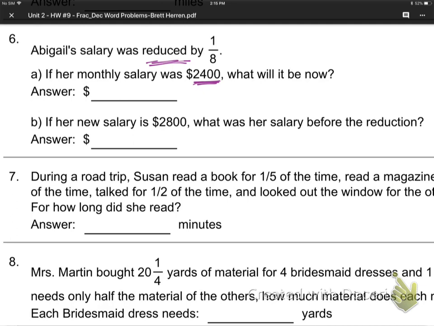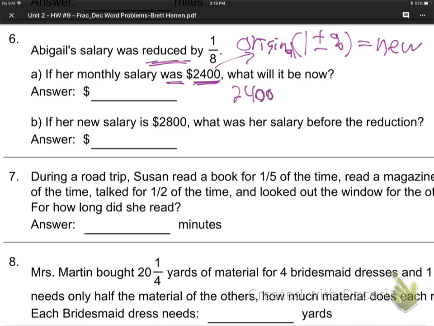You can use the formula like the original one, and then multiply by 1 minus. Oh, the increase, decrease. Right. Was 2,400. What will it be now? Yeah. That one where I said original times 1 plus or minus the percentage equals new. We could do that. That says origin. It means it should have said original. Anyway, that would work. So original, that's the 2,400, huh? That's what her salary was. That was the original. We could do that.